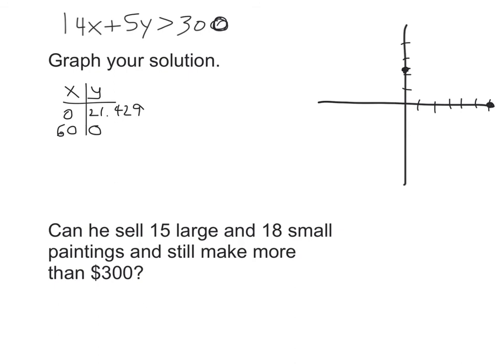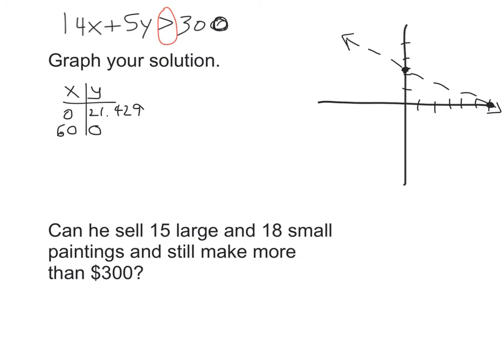And is our line solid or dotted? Well, it is dotted or dashed because we want greater than $300, not equal to, just greater than. He wants to make greater than $300. All right, so there's our line, dotted or dashed.